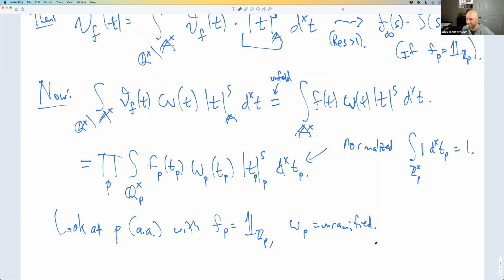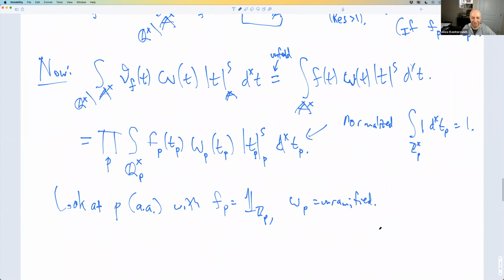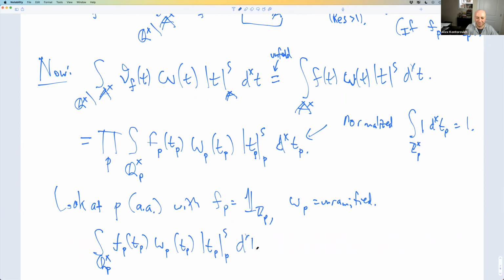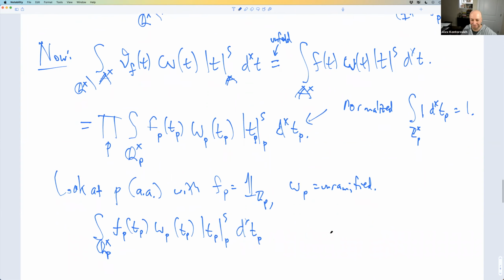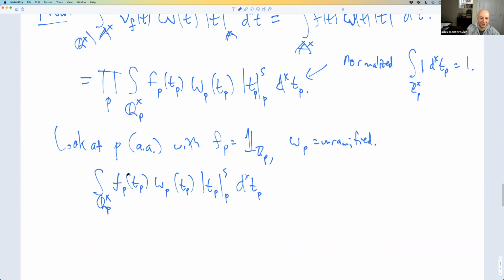Okay, almost every place looks like this. So what do we get for the integral over Q_p cross of F_p omega_p? You're saying that for almost all p, both of these things are true, that's right. There's a finite set of places where either of them fails, so their union is finite. Exactly. Okay. F_p is the indicator function of Z_p.